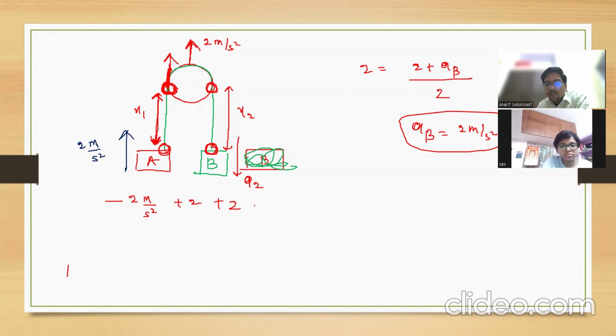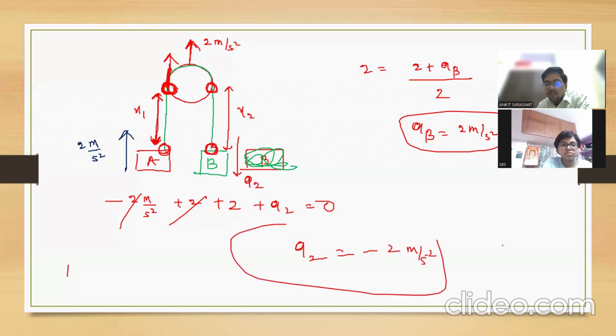Then it will be plus A2. Then what is the answer? A2 will be minus 2. Why minus 2? Because you have assumed the direction is down. It's a trick. Clear?